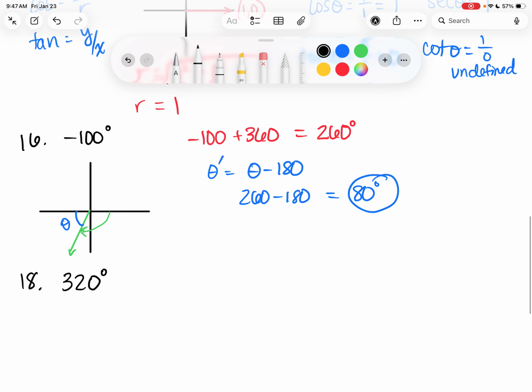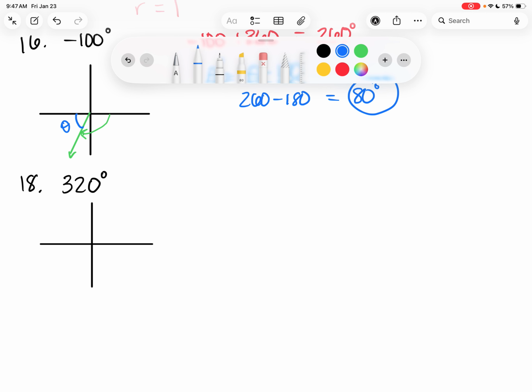320 degrees. Which quadrant is that going to be in? Quadrant 4. So it's going to be somewhere basically in here. Actually, probably need to go a little farther, but let's show it there. So that's approximately where it is. So theta starts here and goes all the way around. So that's my 320 degrees. And theta prime is my reference angle, which is this value right here.